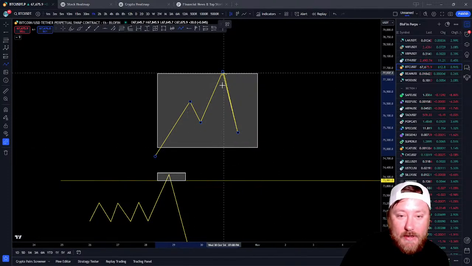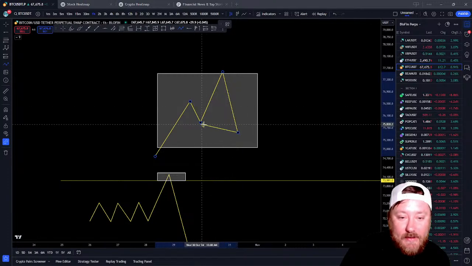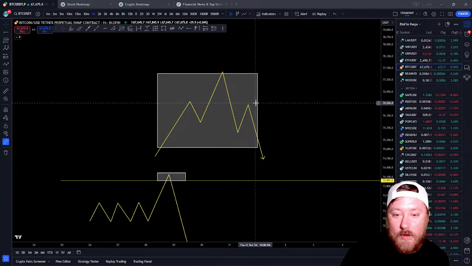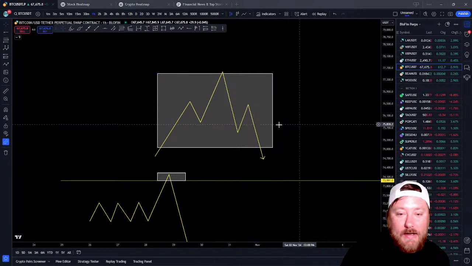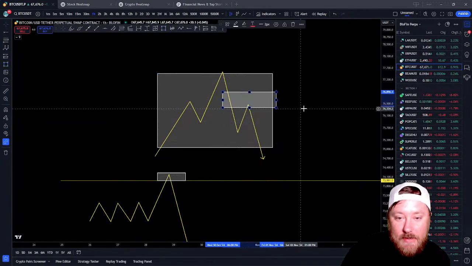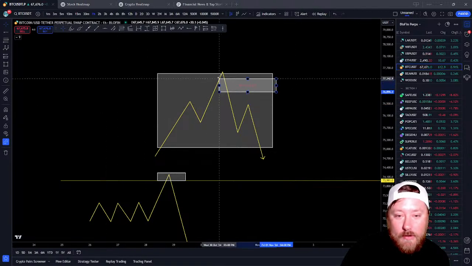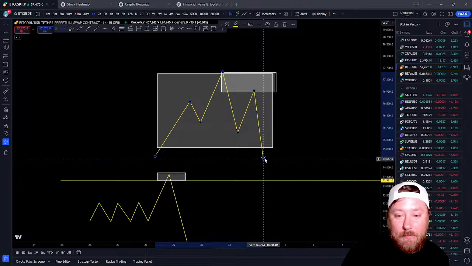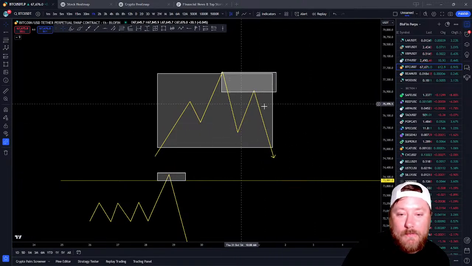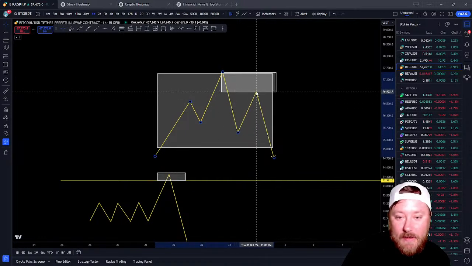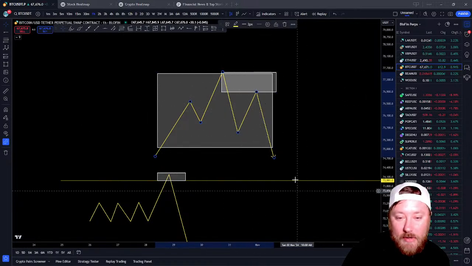I'm looking for us to come up, come down, sweep this low, and then I'm looking for a pullback into what is called a PD array, or a point of interest. Typically, these are in the forms of fair value gaps or order blocks. So it's going to be one of those two, sometimes both. Typically, if you have both, then you're going to push through that fair value gap and go up to that order block and then push down.